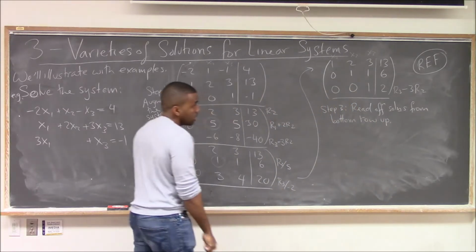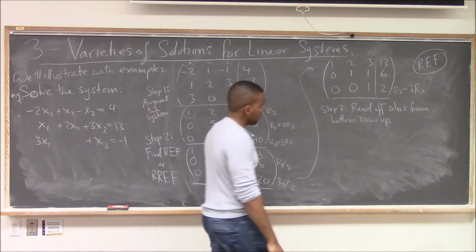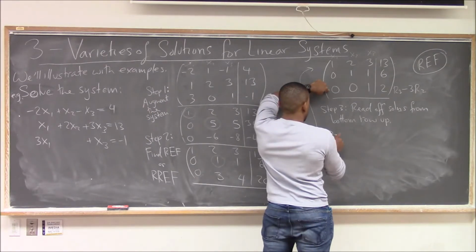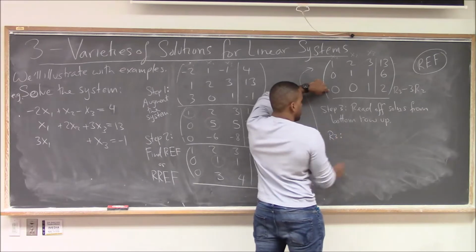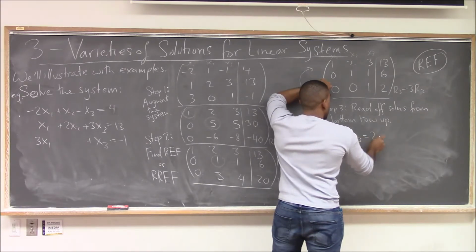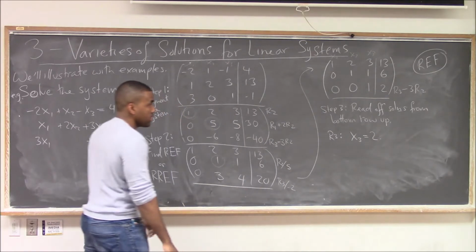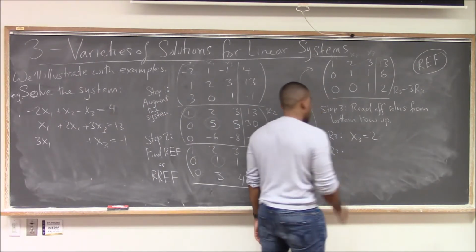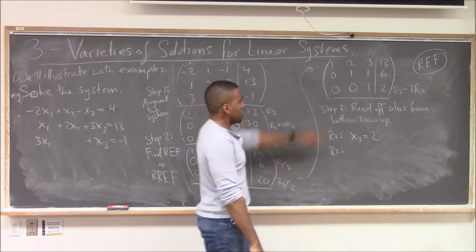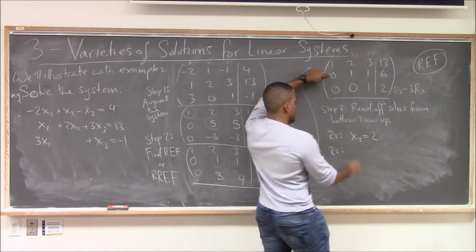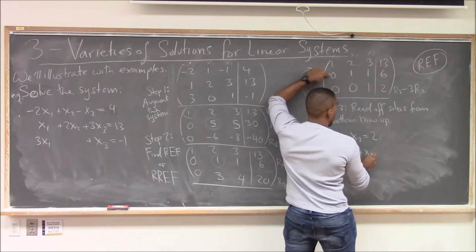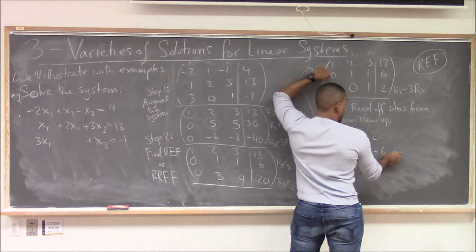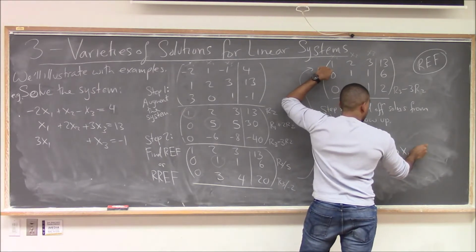So if you look at the last row, this corresponds to an equation, right? What does that equation say? x3 equals 2. That says x3 is equal to 2. So I know the value of x3. And so now we move up to row 2. What does row 2 say? x2 plus x3 equals 6. But I know that this guy is 2. This means that x2 is equal to 4.